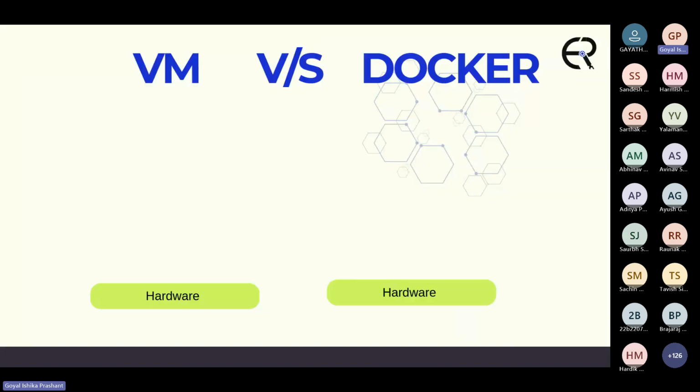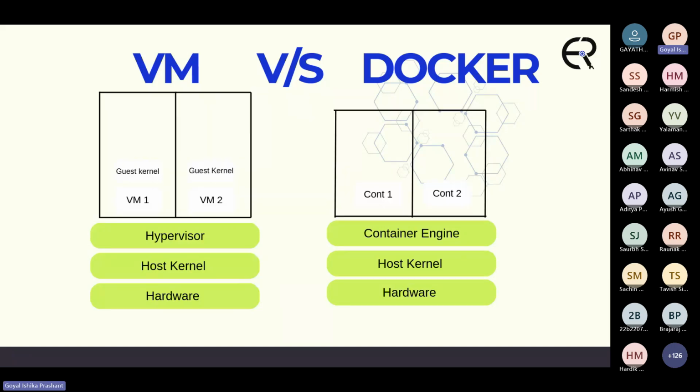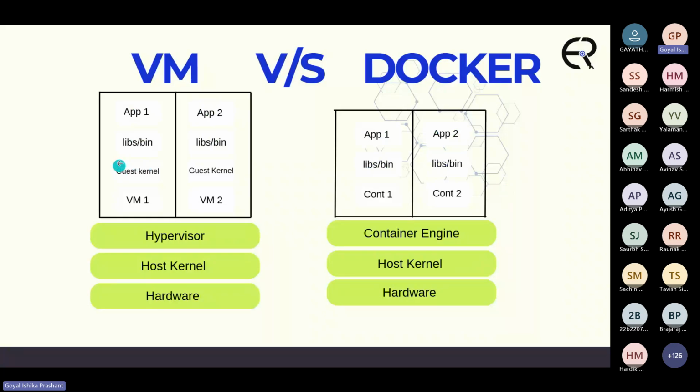Now, what is the difference between a virtual machine and a Docker? First we start with the hardware, then we have the host kernel. Then for a virtual machine, we have a hypervisor, and for Docker, we have a container engine. What the hypervisor does is it acts as an intermediate between the kernel and the different virtual machines installed onto the computer. The container engine does the same job, but between the kernel and the different containers. And then each virtual machine will have its application, and each container can have its application.